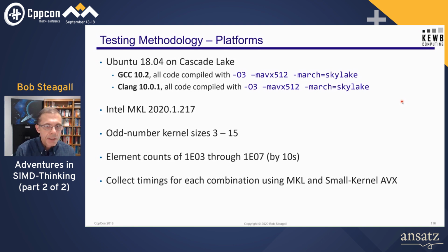And I collected timings for each of those combinations. There are seven combinations of kernel size times 5 combinations of data size. So I collected all the timings for those using the MKL-based convolution and my small kernel AVX-based convolution.